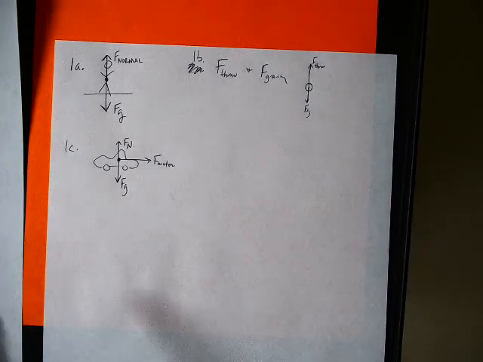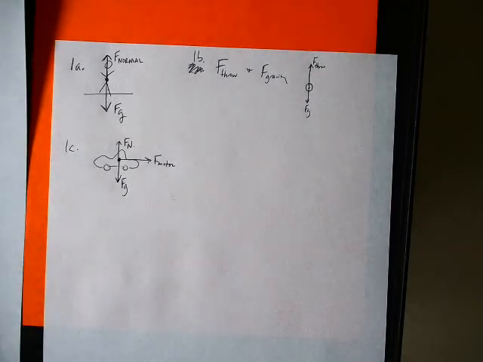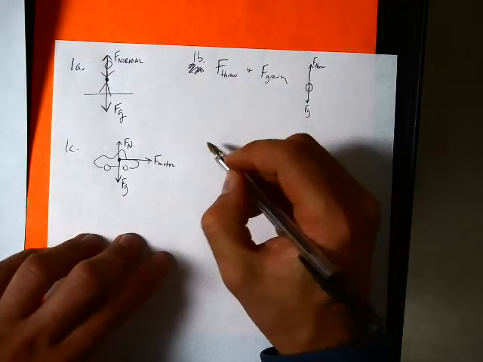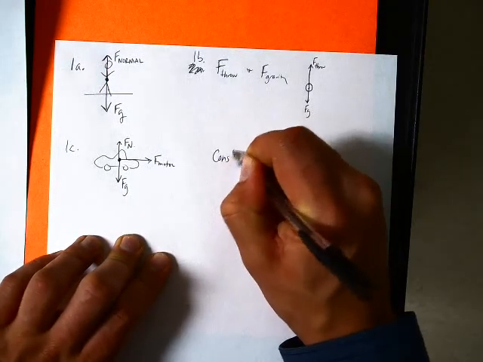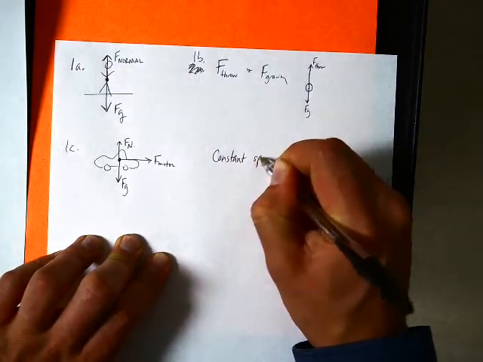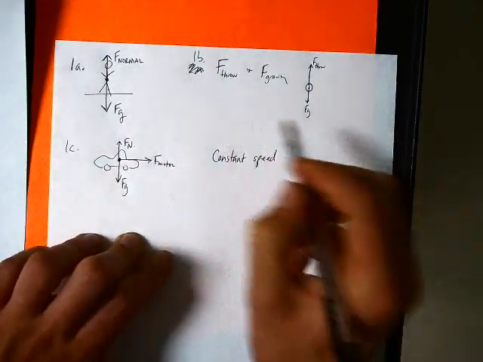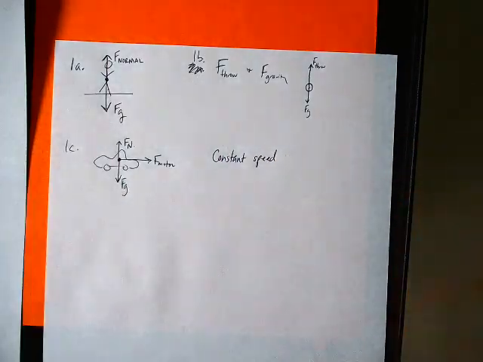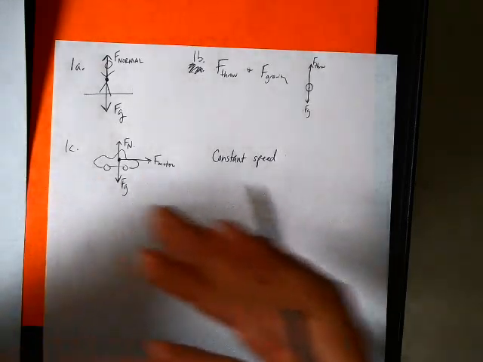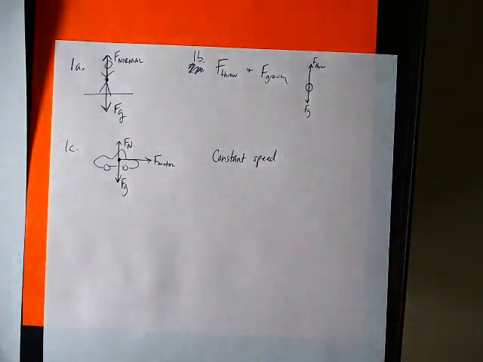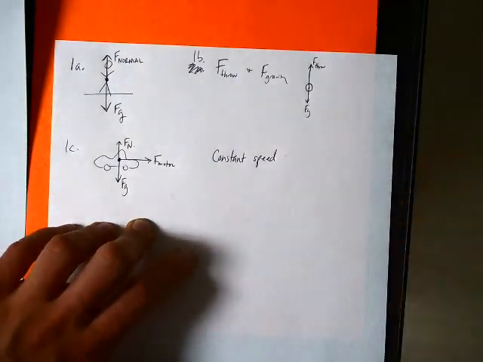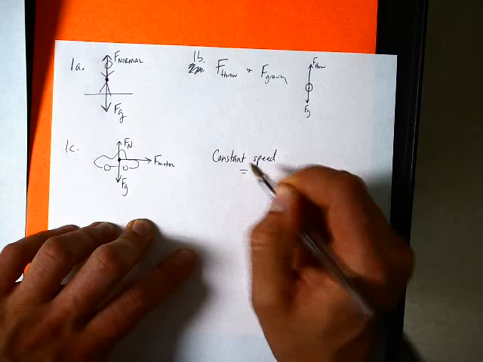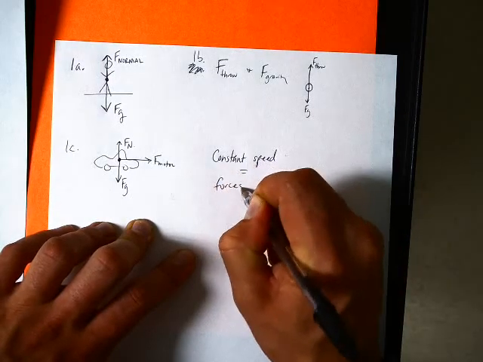The fact that it's going at a constant speed is one of the important parts of this. A constant speed means that there is no acceleration. There is no change in motion. It has motion, it's moving across the road, but that motion isn't changing. It's going at the same speed. So constant speed, no acceleration, no change in motion. That means that the forces are balanced.